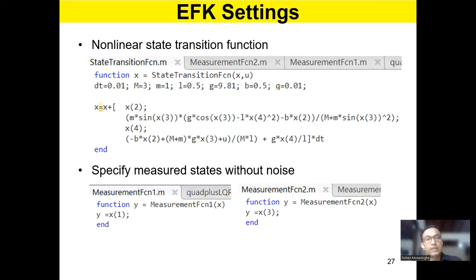I have explained these things to you. Just have a look at it. The extended Kalman filter needs to know the rate of change of each and every state variable, and you write this down as a MATLAB function. Look at this one: function x = state transition function (x, u).